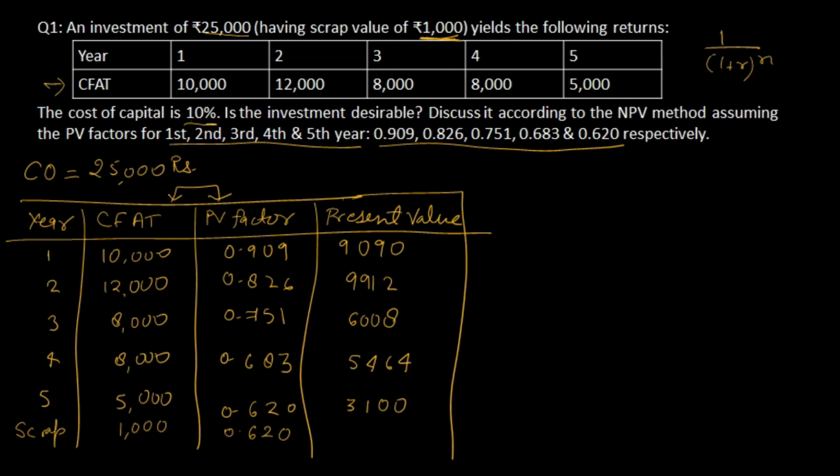So in the 5th year we will get 1000. For that also we need to find out the present value. So it will be 620. I hope it is clear.